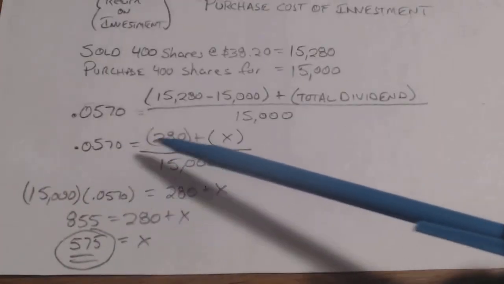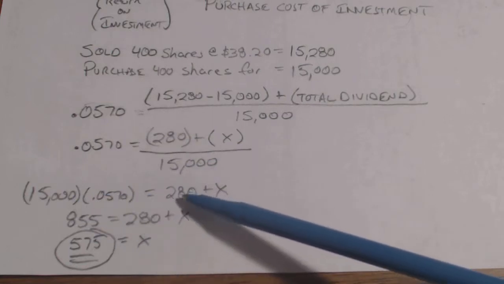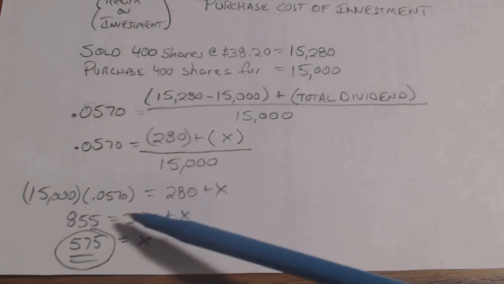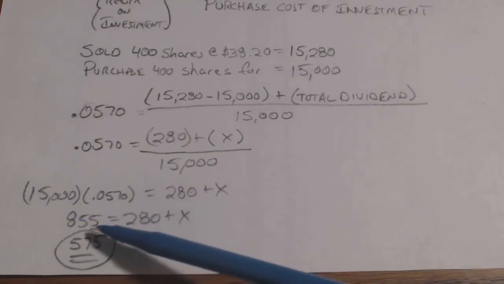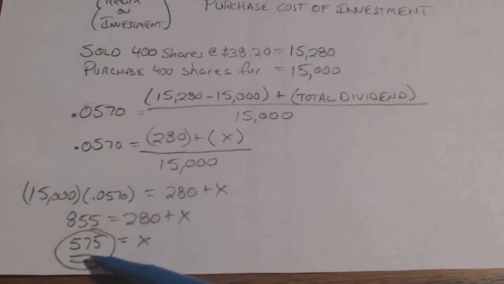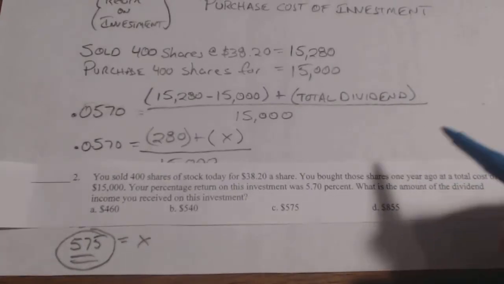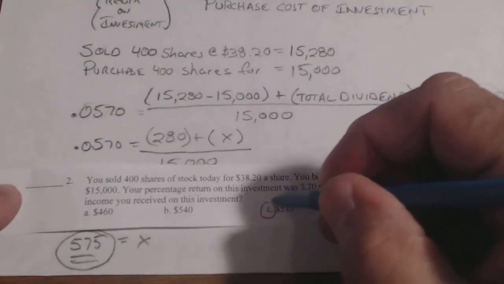You move this over here to get rid of that. So 15,000 times 0.0570 equals 280 plus X. This works out to 855 equals 280 plus X. You move the 280 over. X equals $575. So if you look back at your question, that is answer number C.